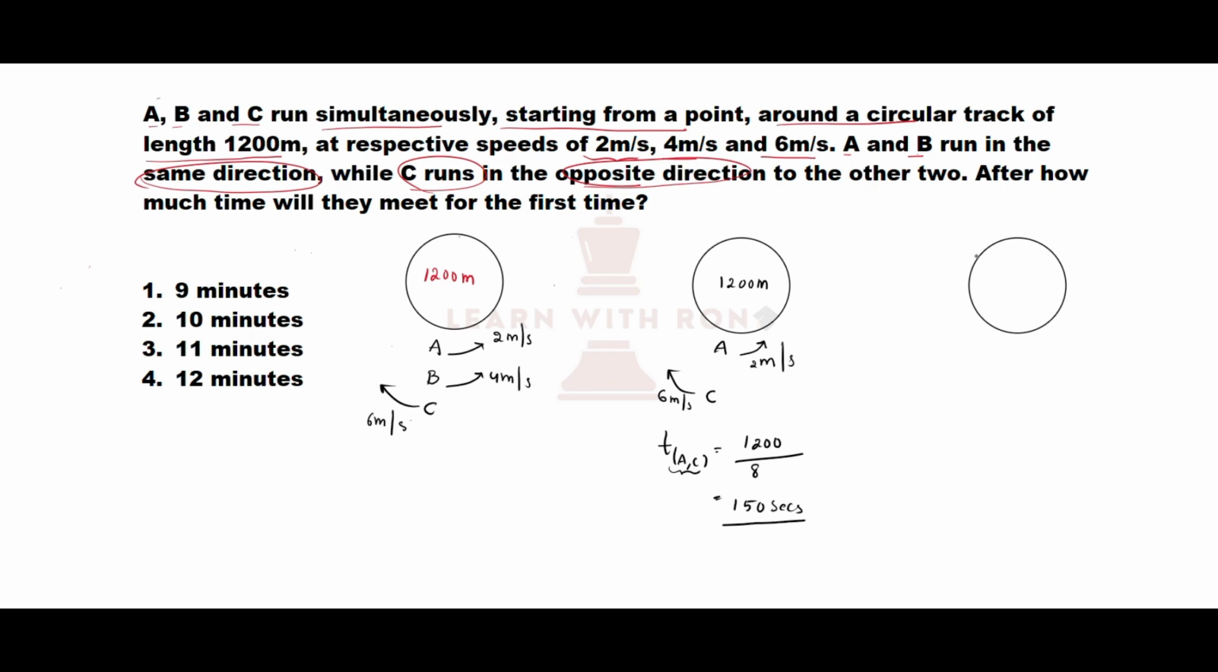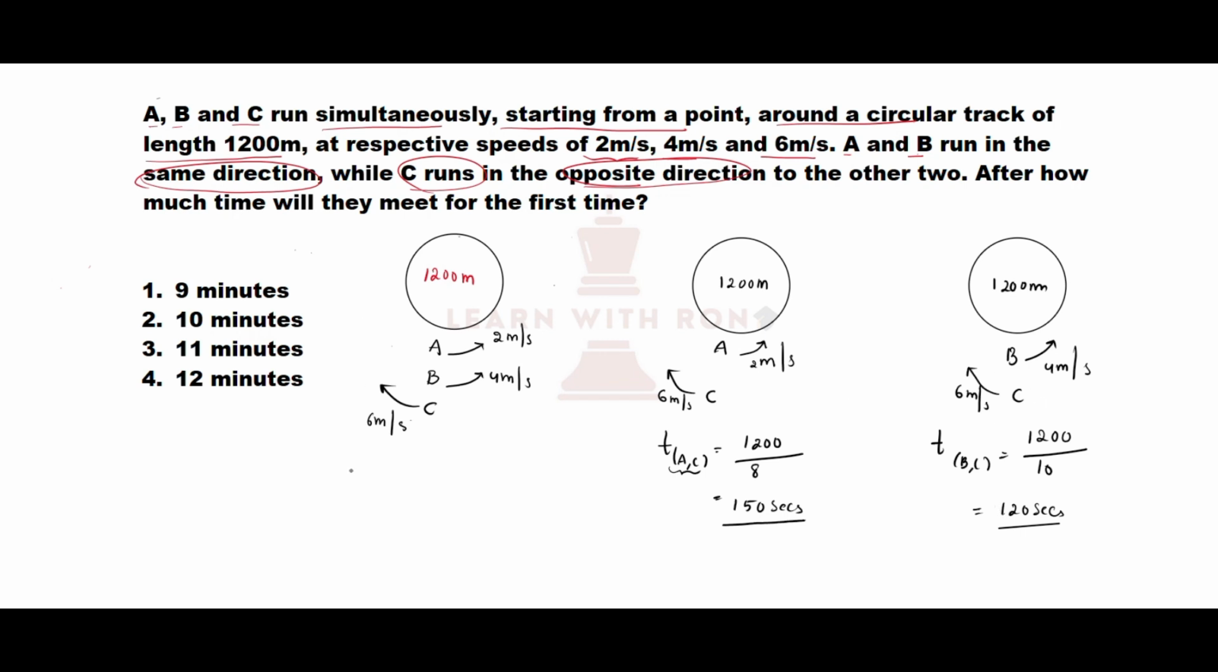Okay. Now, let us suppose there is another track of 1200 meters where only B and C are present. B is moving in this direction with 4 meter per second and C is moving in the opposite direction with 6 meter per second. Now, let us calculate the time taken for B and C to meet for the first time. Distance is 1200 by opposite direction, 6 plus 4, 10. So, 1200 by 10 which is 120 seconds, means for the first time they will meet after 120 seconds and for the next 120 seconds they will meet again.